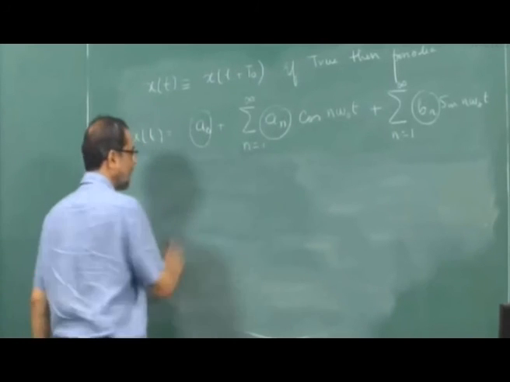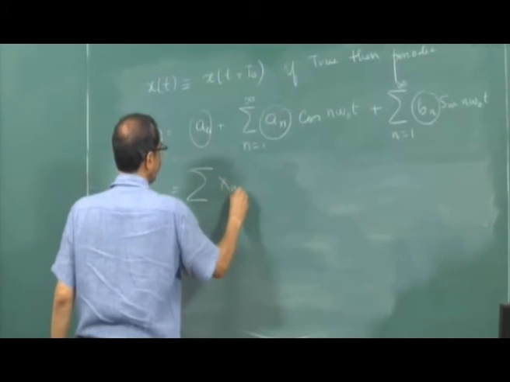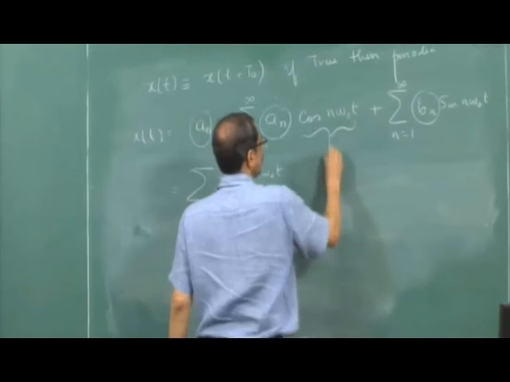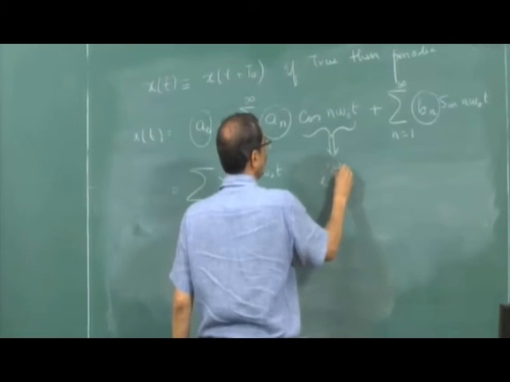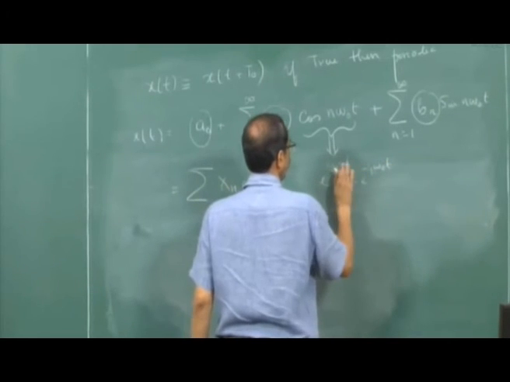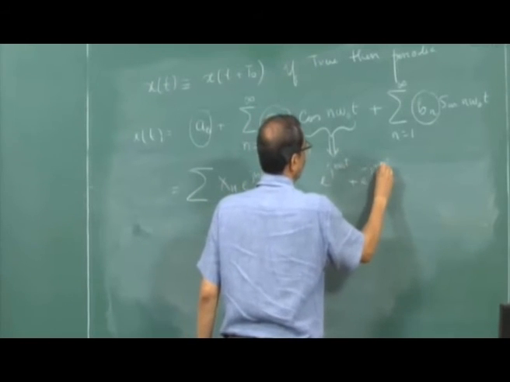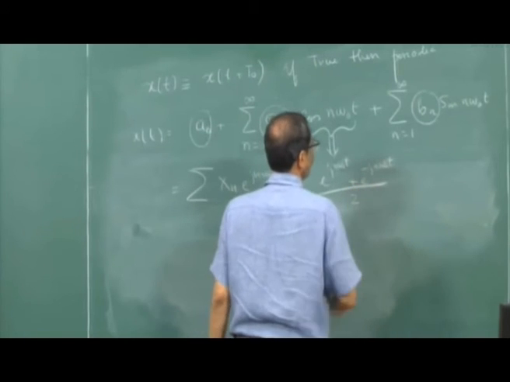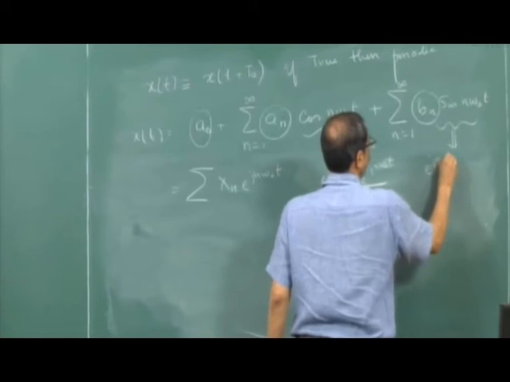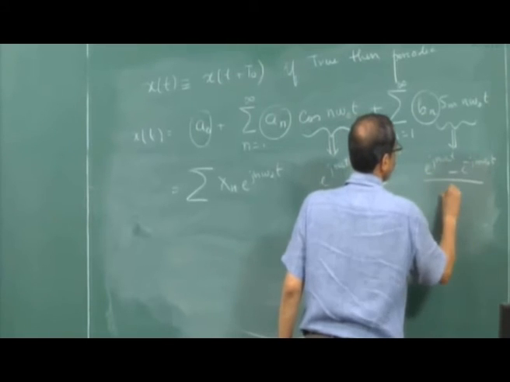So connecting this with xn e to the power of j n omega naught t is not difficult, right? Use Euler's relationship. This is e to the power of j n omega naught t plus e to the power of minus j n omega naught t by 2, and similarly here e to the power of j n omega naught t minus e to the power of minus j n omega naught t by 2j.